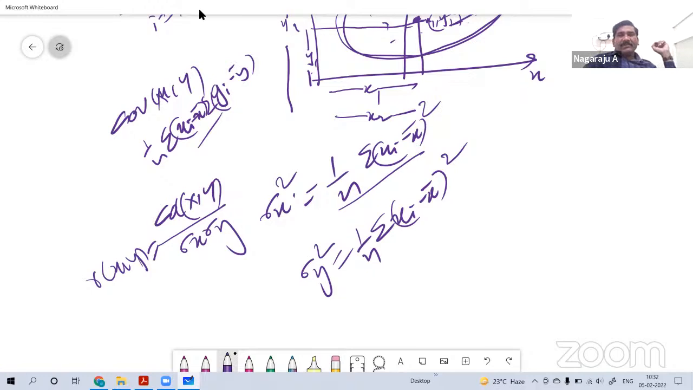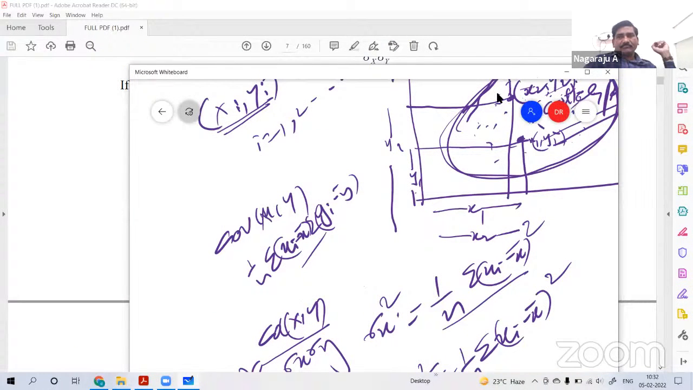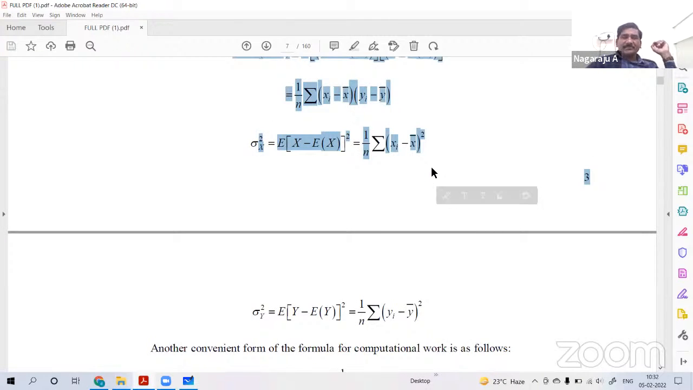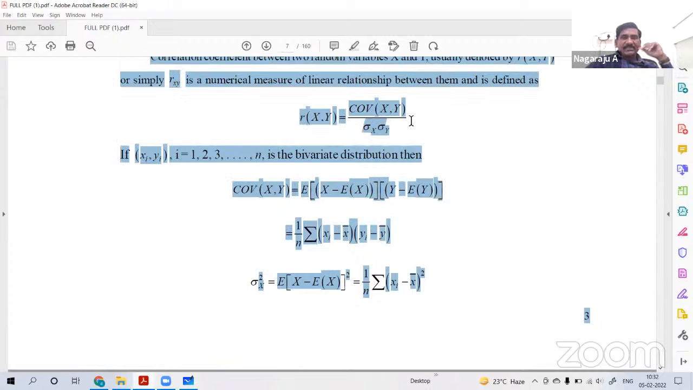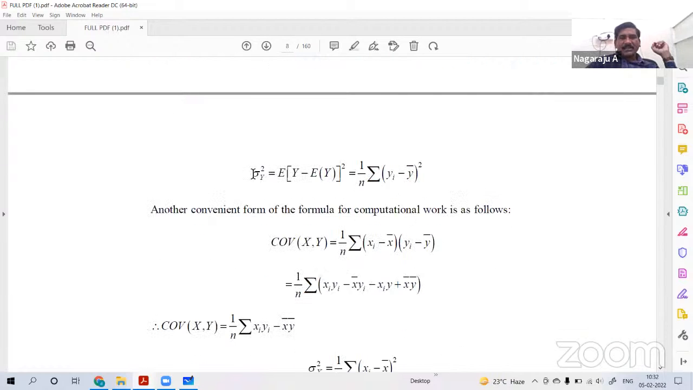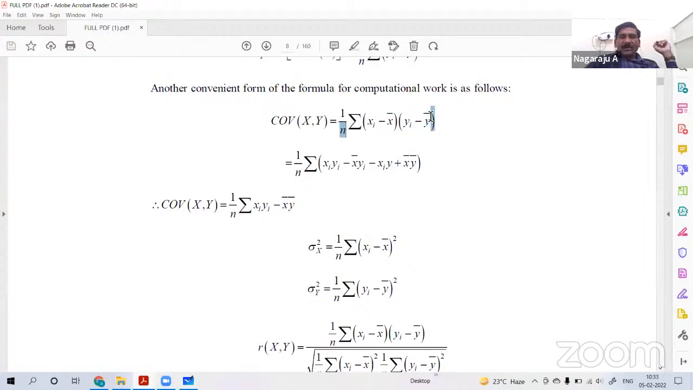So this is our required formula. Sigma x square equals 1 by n into summation (xi minus x bar) whole square. Covariance of x comma y by sigma x into sigma y is our required formula. Sigma y square is 1 by n into summation (yi minus y bar) whole square. Covariance is 1 by n into summation (xi minus x bar) and (yi minus y bar), so we can calculate covariance using this formula.